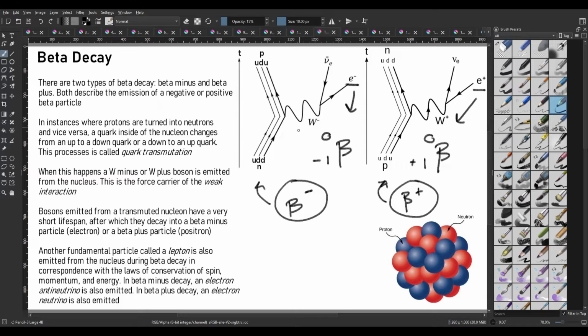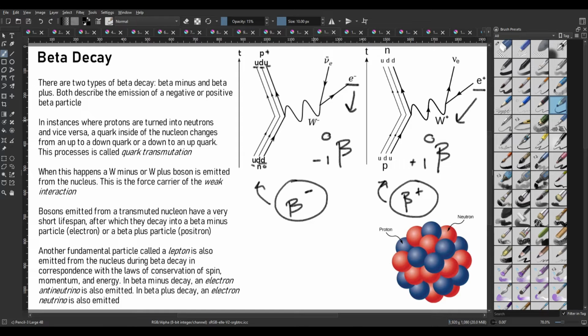If we go back to our diagrams here, we see that in beta minus decay, this neutron is turned into a proton because we have one up quark, two down quarks. If we go up here, there's two up quarks and one down quark. So this makes a proton with a positive charge. This neutron has no charge, it's electrically neutral. And this happens when it's unstable.